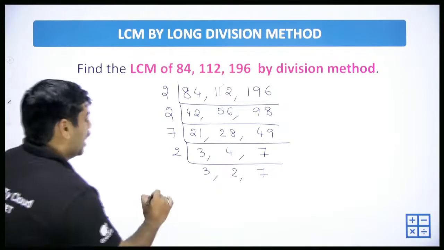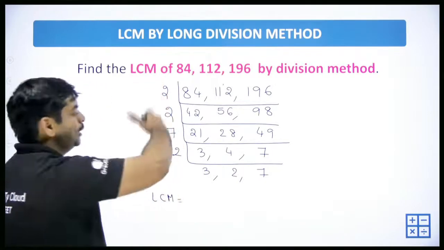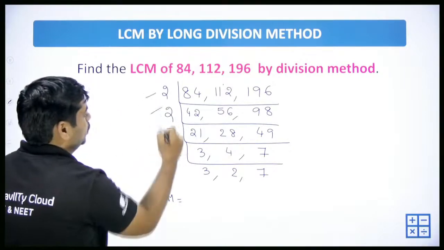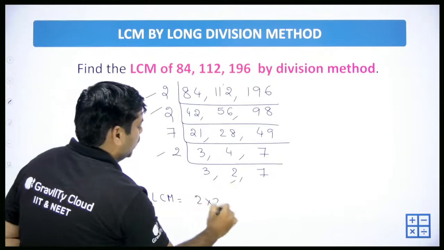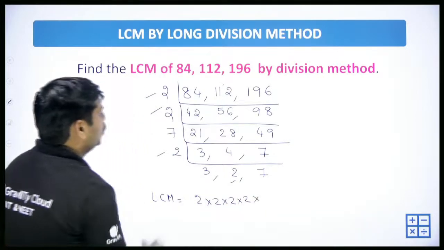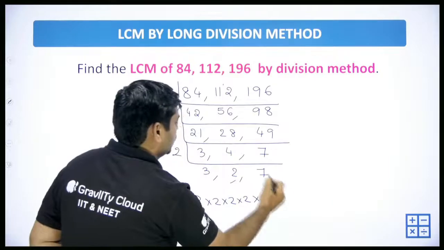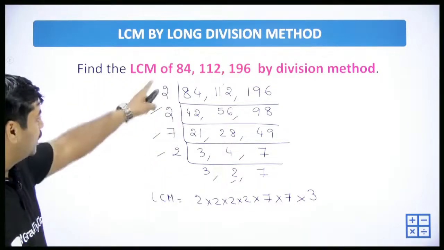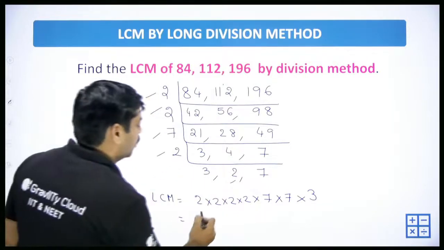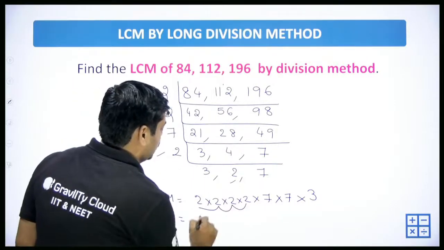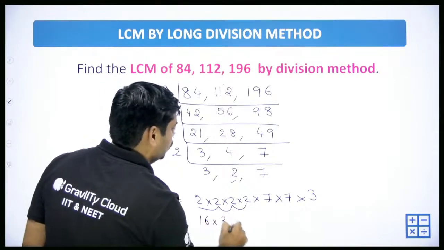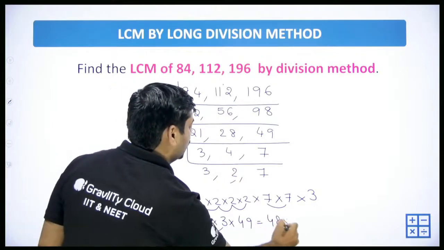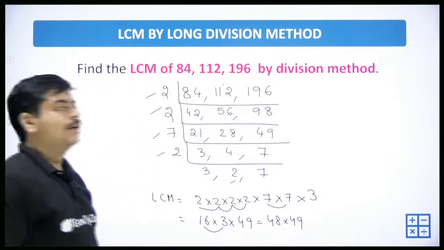So now the LCM will be the product of all these prime numbers: 2 multiplied 4 times, into 7 into 7, into the 3 we have here. All these are prime numbers. 2 2s are 4, 4 2s are 8, 8 2s are 16, 16 into 3 is 48, into 7 7s are 49. So 48 into 49. How to find this 48 into 49? Let's try to understand.